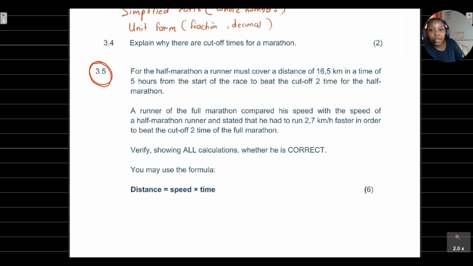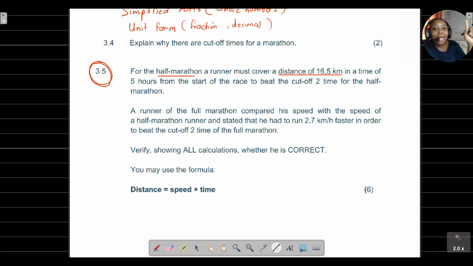We're given information about the half marathon. They're telling us that the distance that must be covered is 16.5 kilometers in a time of 5 hours. If we're given distance and time, that information is going to help us determine the speed of this runner, roughly on average, the speed this runner must run at to reach the cut-off time in time.